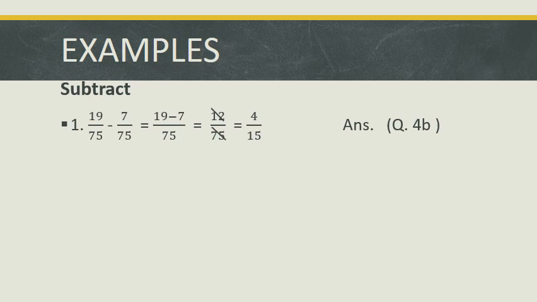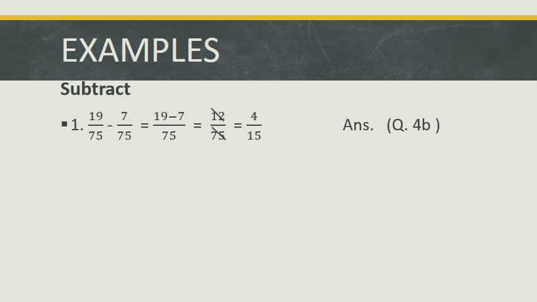So, what is the difference of the numerators? It is 19 minus 7, which is equal to 12. And what is the common denominator? 75. So, 19 minus 7 upon 75 is equal to 12 upon 75. Now, children, 12 upon 75 can be reduced by dividing the numerator 12 and the denominator 75 by 3. So, we are dividing 12 by 3 and 75 by 3.